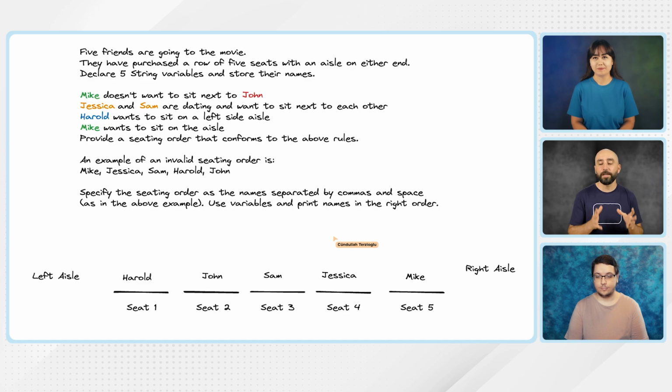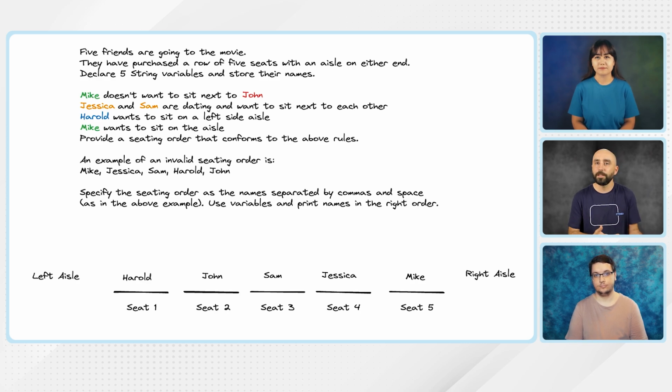But at least we know right now that Harold needs to be in seat 1 and Mike has to be in seat 5 definitely. Then Sam and Jessica need to sit next to each other, in seats 3 and 4. And John is going to be in seat 2, which is perfectly fine, as long as John and Sam are okay next to each other. Alright, I think this is the algorithm part of this question. So right now, we know which variable holds which value.